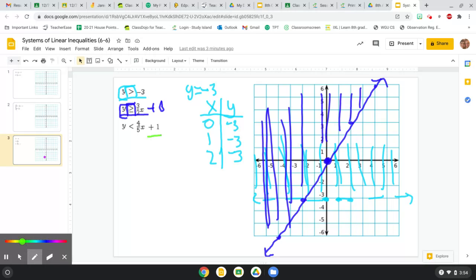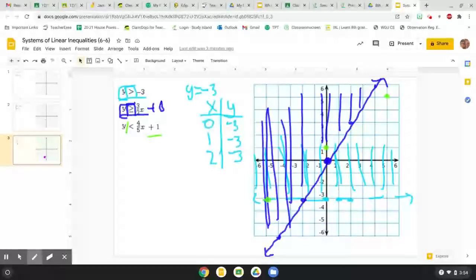All right, so we have a positive one on my y-axis. And my slope here is a positive 4/5, so I'm going up 1, 2, 3, 4, to the right 5. And I can do the exact opposite, so I can go down 1, 2, 3, 4, to the left 5, 1, 2, 3, 4, 5, which would be here. And I need to determine if it's a solid or a dotted. So in this case, it is dotted because it is just less than. It does not include anything on that line.